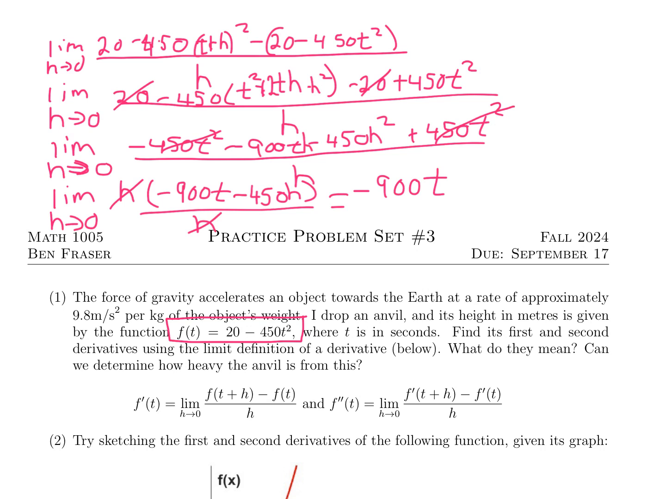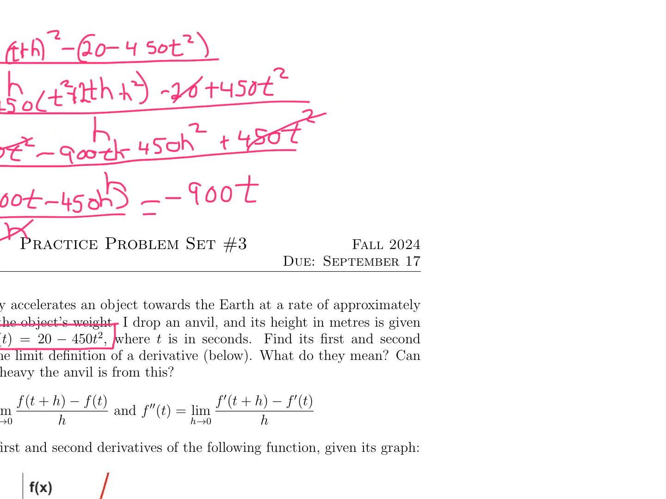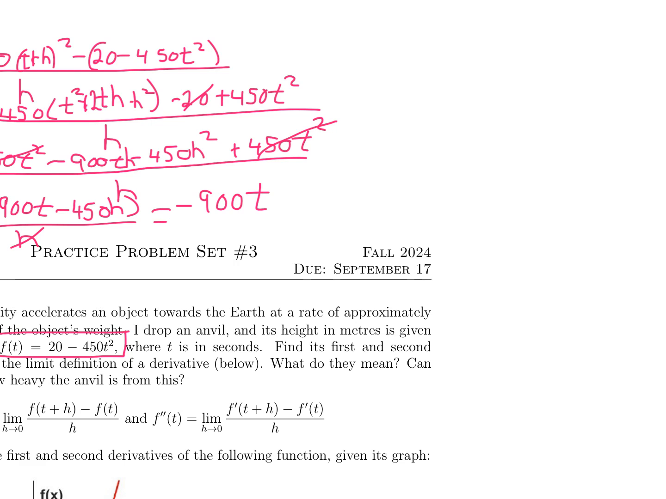So this is going to get easier when we do our second derivative, because we only have negative 900t as our function, and so it's going to be a lot easier substituting this into our second derivative. So let me change colors. I'm just going to move some stuff off to the side a little bit so that we have a fresh spot to work.